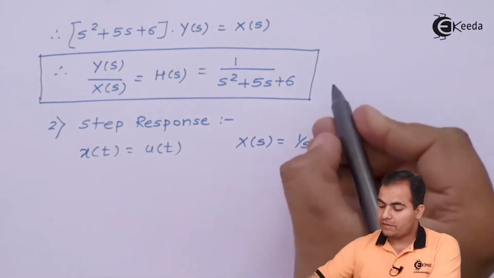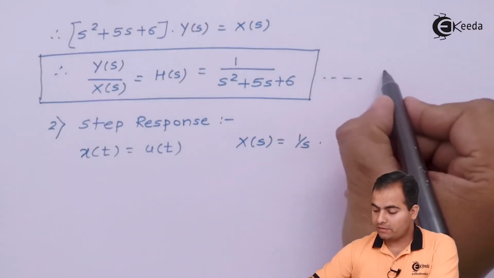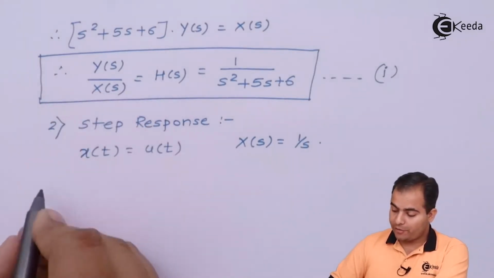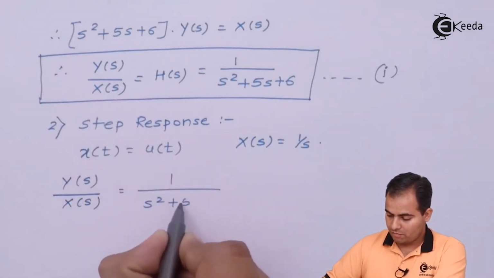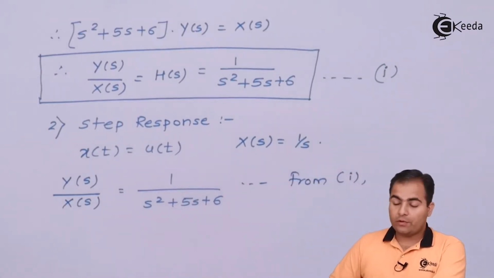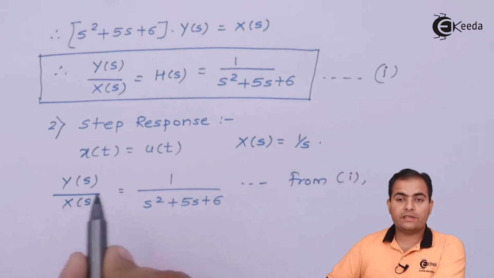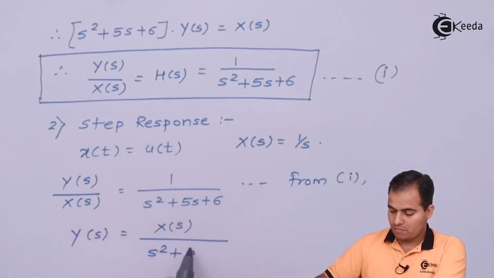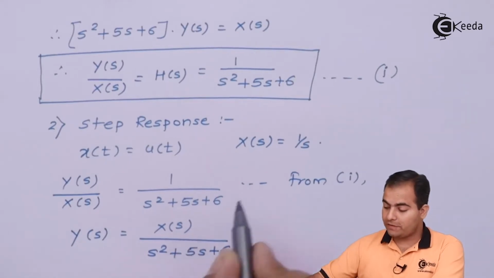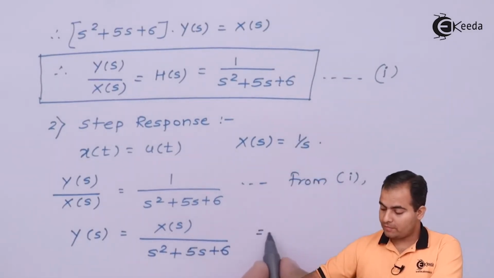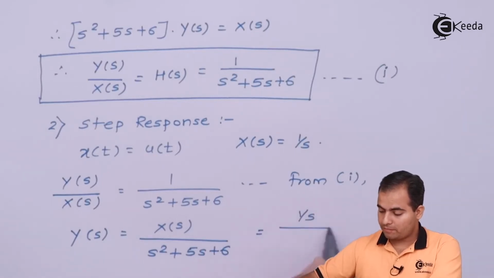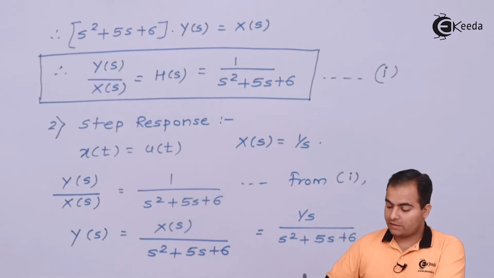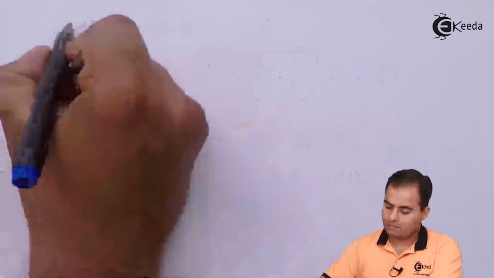So what is our next step? This will be my equation number 1. So from equation number 1, what I'm going to write? What is the next step? I'm going to multiply this X(s) on the right hand side. And what is the value of X(s)? It is nothing but 1 by s. So my Y(s) becomes (1 by s) upon s² + 5s + 6. Now I'll take this 1 by s in the denominator.